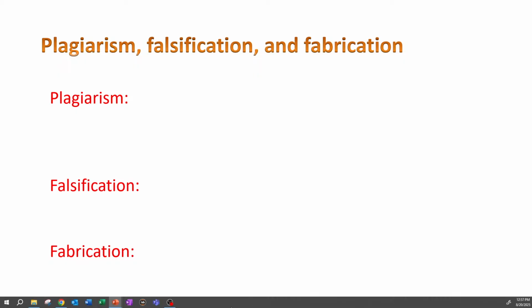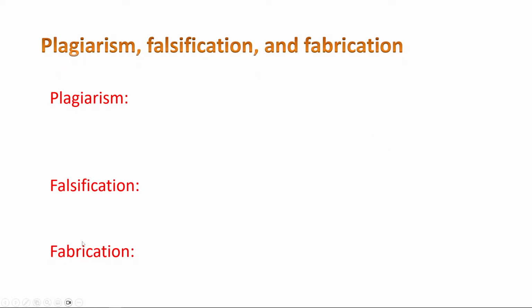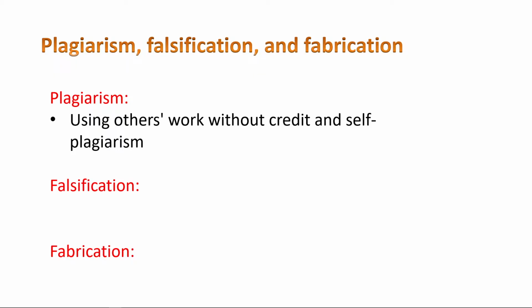For example, when I write a paper, sometimes I would use something from another paper. I quote myself. You need to cite yourself just as you would cite any other paper. So if you are using prior work you did before, you just cite yourself just as you would cite any prior work of any other researcher. So that is plagiarism: you use other work without giving them credit, without citing them, and self-plagiarism. Falsification is that you alter the data or the result dishonestly.